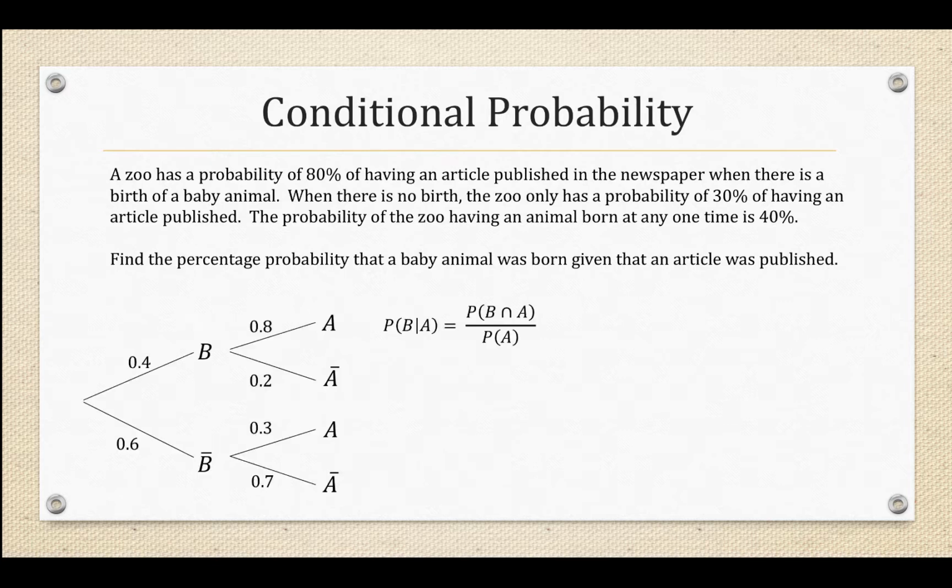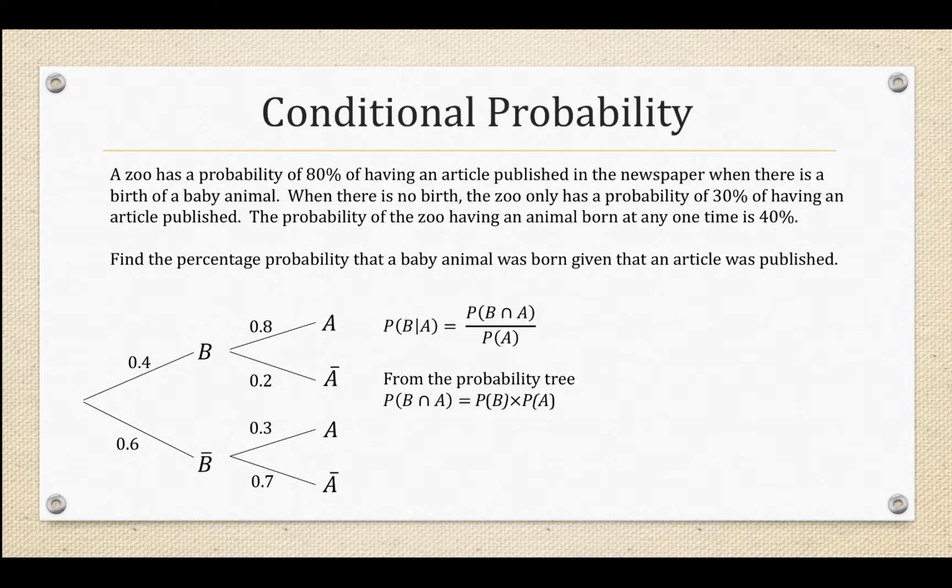We are asked to find the percentage probability that a baby animal was born given that an article was published. So this is the probability of B given A. Now, as we looked at, that is the probability of B and A, or B intersecting A, over the probability of A.